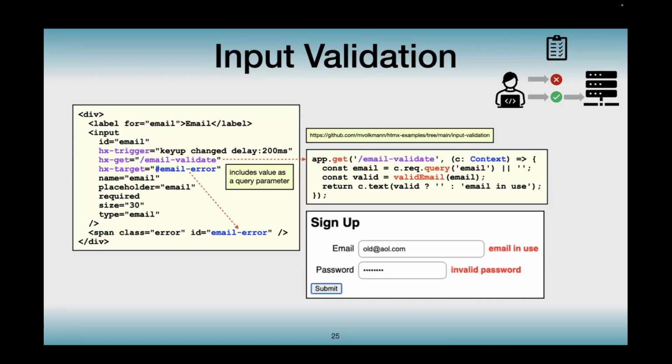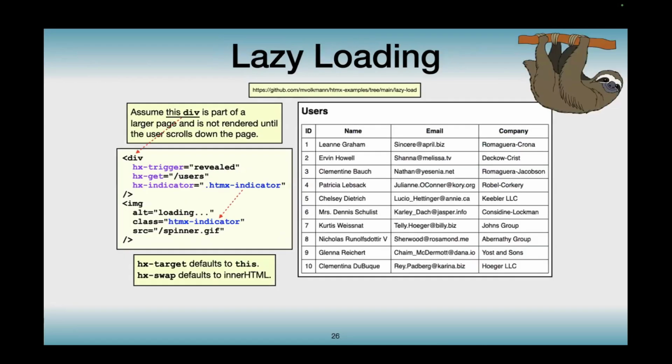That logic isn't shown here, but it could be doing a database query or checking against some list to see if it's already there. And then I'm returning some text. And so I'm saying that if it's valid, meaning it's not already in use, I'll return an empty string. Otherwise, I return "email in use." So notice how easy this was to set up, so that I can be validating the email on the server and then displaying an error message if there's an issue.